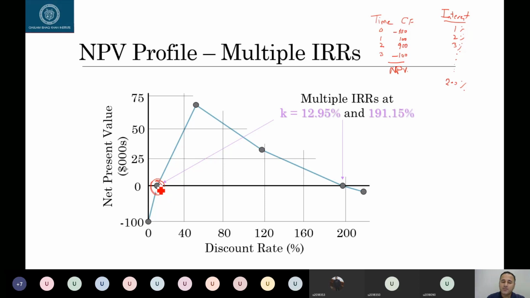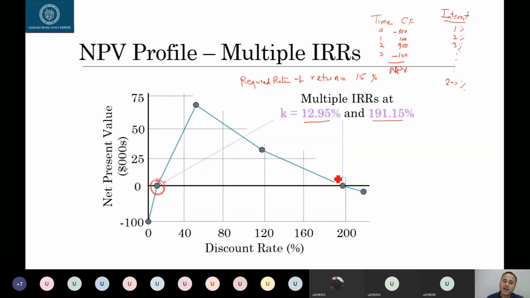So in this particular example, one IRR is 12.9% and the other one is 191.15%. So for example, let's say your required rate of return for this project is equal to, let's say, 15%. So suppose you think that if the internal rate of return of the project is more than 15%, I will accept it. But if it is less than 15%, I will reject it.